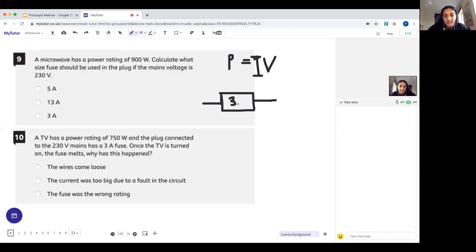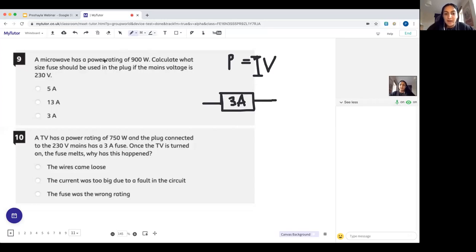Now that means if a fuse has a rating of 3 amps, that means that if the current goes above 3 amps, the circuit will break. The fuse will melt and the circuit will break. So we need to have a fuse rating that includes the current that is going through our circuit.